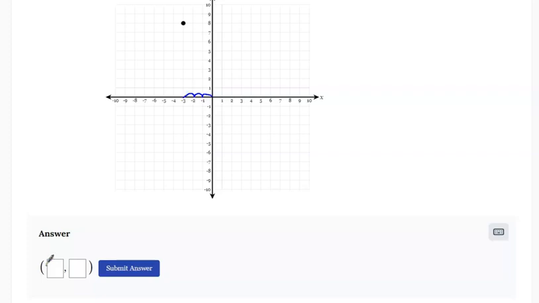So for us, it will be -3. Then we will count up or down along the y-axis until we get to the exact location of the point, which for us will be an 8. So the coordinates are -3, 8. We'll type them in these boxes here and submit.